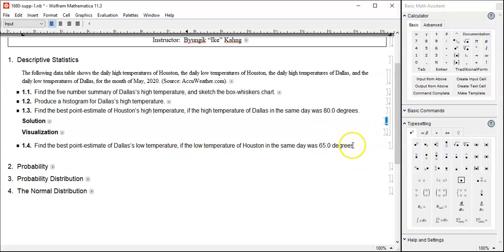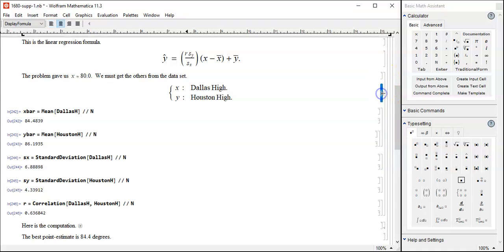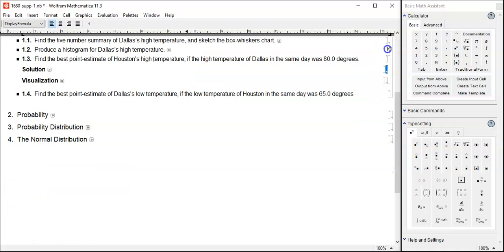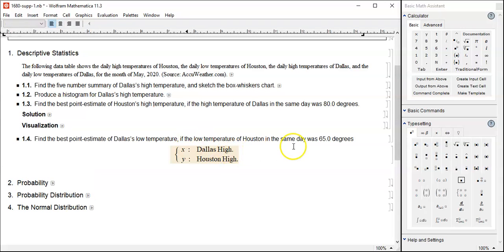Now, for the second problem, what is X and what is Y? What's known and what's unknown? What's known is 65 degrees. It's the low temperature of Houston. Houston low, that's X. So here, previously, Dallas high was X and Houston high was Y. So here, X is Houston low.